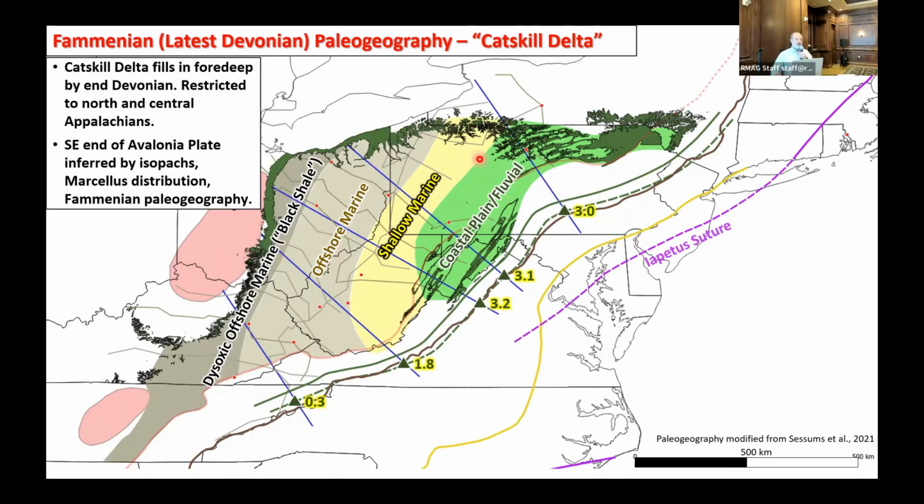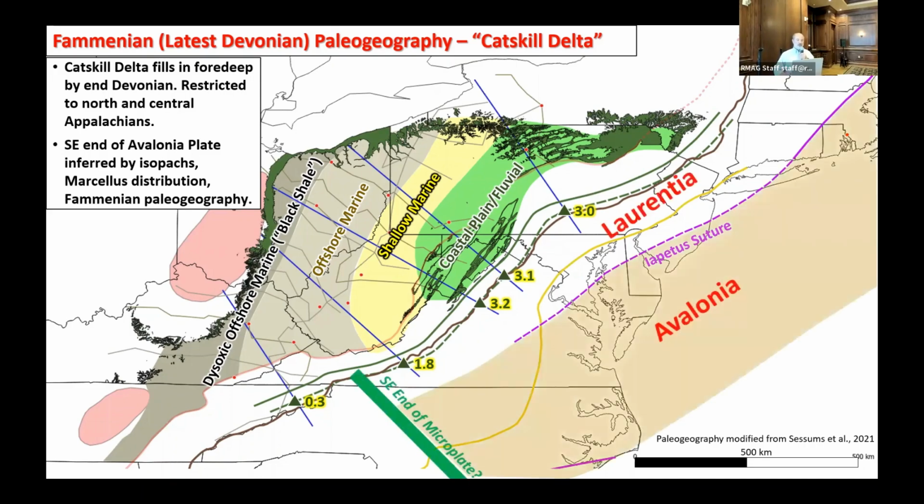So even without these flexural models and these geohistories, you would kind of suspect something's different going on along strike. That there's a lot of basin heterogeneity, and that the real action is in the north and central Appalachians. And again, we would put the southeast end of Avalonia basically, as reflected through the paleogeography and the flexural effects, right at this position here.